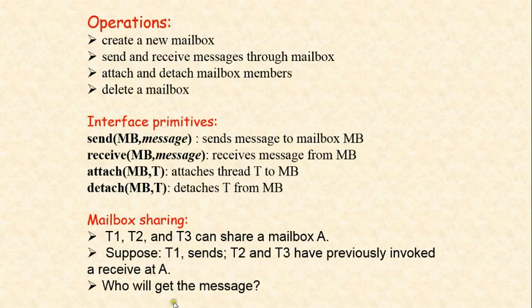The operations of the indirect communication. There are four main operations of the indirect communication, and they are creation of a new mailbox, sending and receiving the messages through the mailbox, attaching and detaching mailbox members, and deleting a mailbox. Send, receive, attach, and detach are the interface primitives for the mailbox MB, and T is the thread which is used.